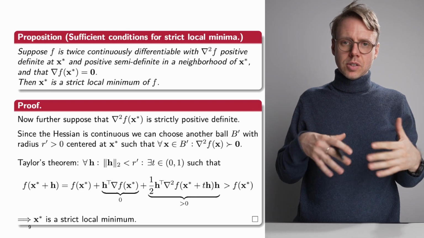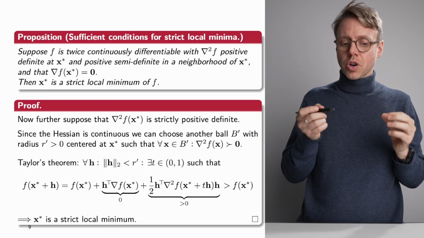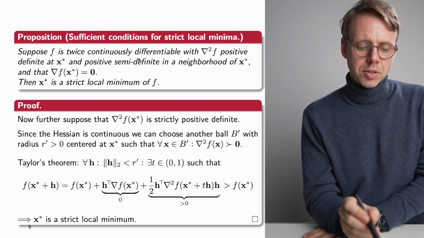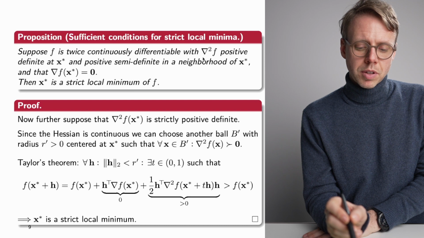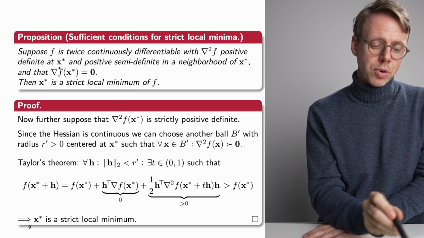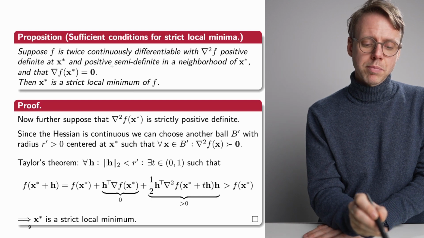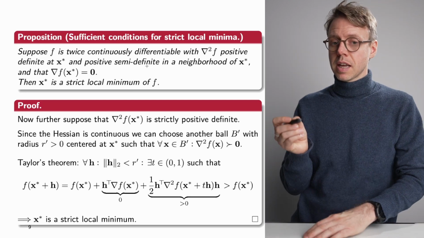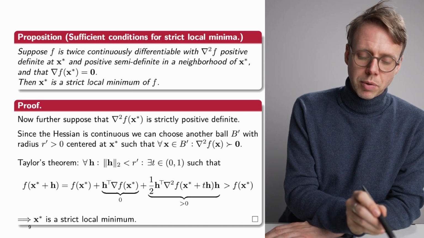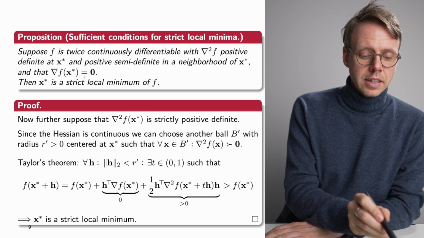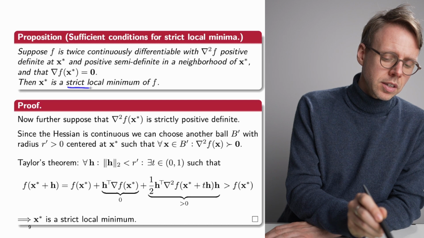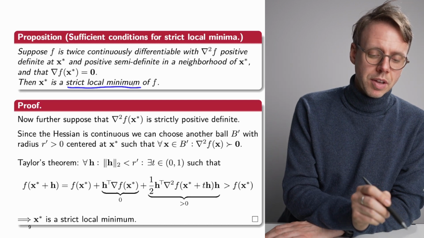So let's make the sufficient condition even stronger. Suppose that f is again twice continuously differentiable with a Hessian that is positive definite at our point x star, and again positive semi-definite in a neighborhood around x star, and that again the gradient of f at the point x star is 0, then x star is a strict local minimum of f.